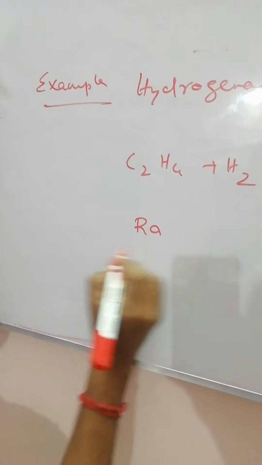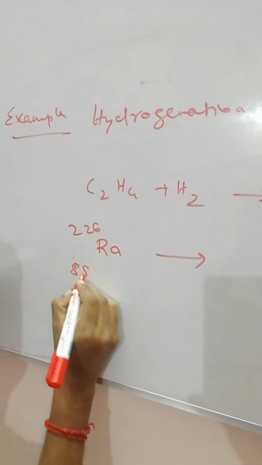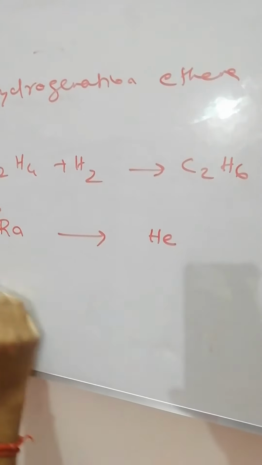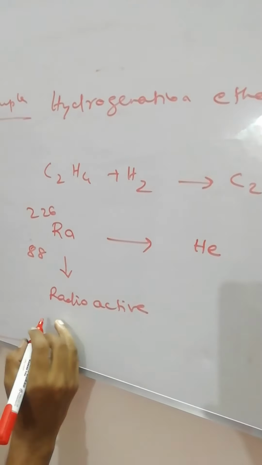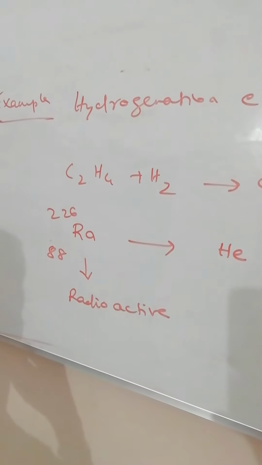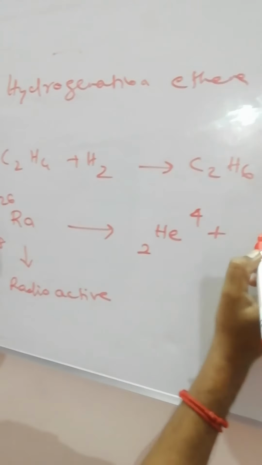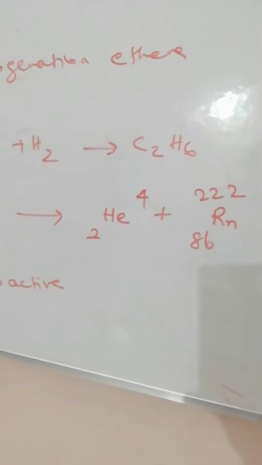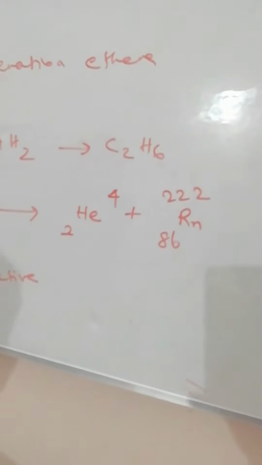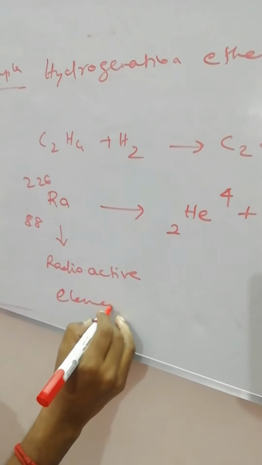Next, radium 226 88 disintegrates. Nuclear fission reaction undergoes fission. It is a radioactive element, synthetic element, odorless, colorless, tasteless element. Its half-life period is 3.8 days. Half-life we will discuss later. It will produce radon 86. This is also a radioactive element, colorless, odorless, tasteless, highly poisonous. Radium is only present in trace amounts. This is a first order rate equation.